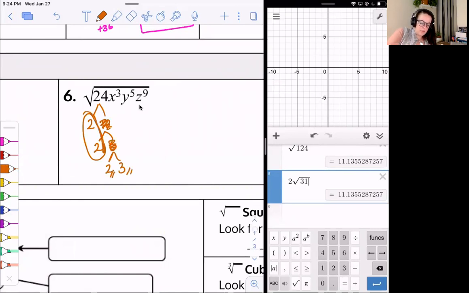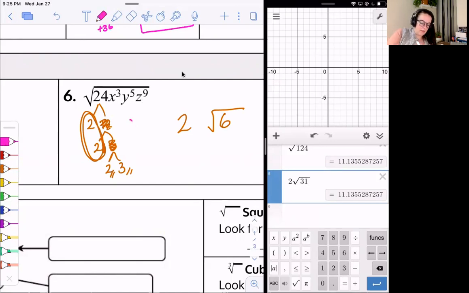So this group of 2s is going to the outside. The 2 and the 3 have to stay inside. So 2 times 3 will stay in together. Inside will be 6. Like so. So 2 root 6. Now I'm going to deal with my variables here.